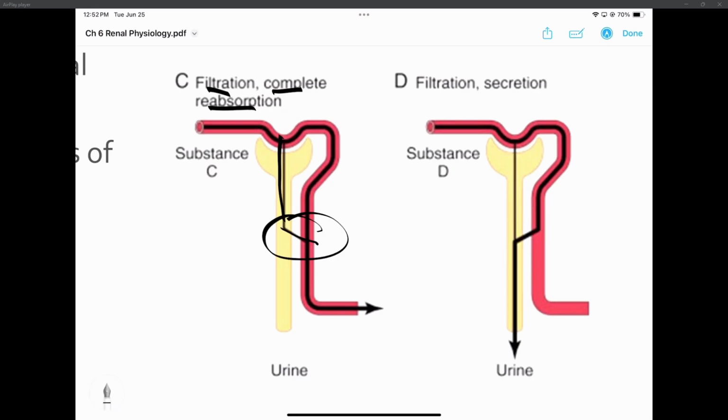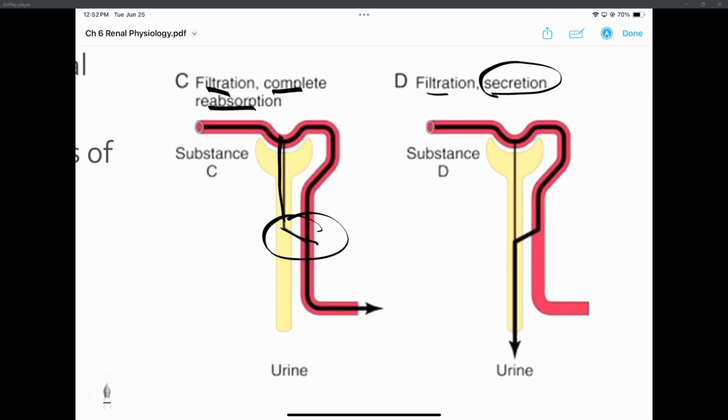The last one is filtration with secretion. Secretion, we're putting it back into the filtrate, but it occurs after the Bowman's capsule. So filtration, in the Bowman's capsule, everything gets dumped in. Reabsorption, we're going to pull some of it back out into the blood. That's partial, or a complete reabsorption, we get all of it out of the urine back into the blood. Secretion is putting a chemical back into the tubular fluid after the Bowman's capsule.